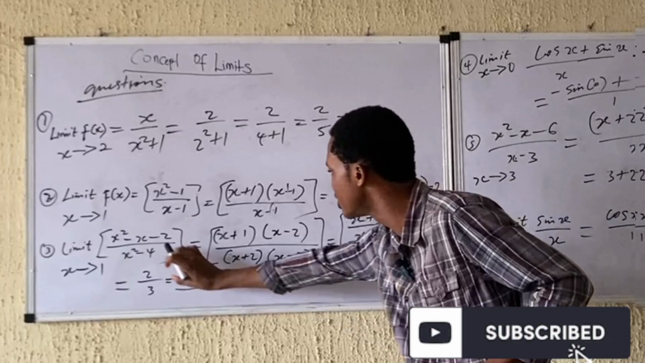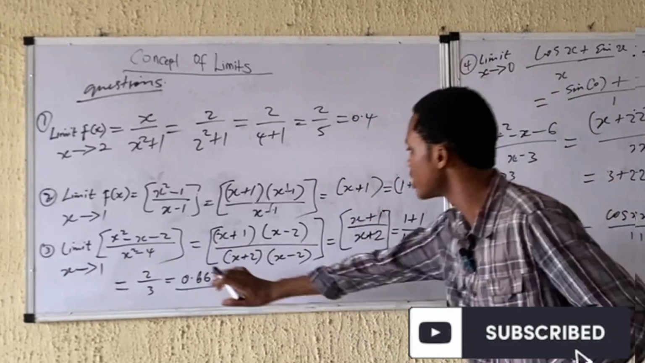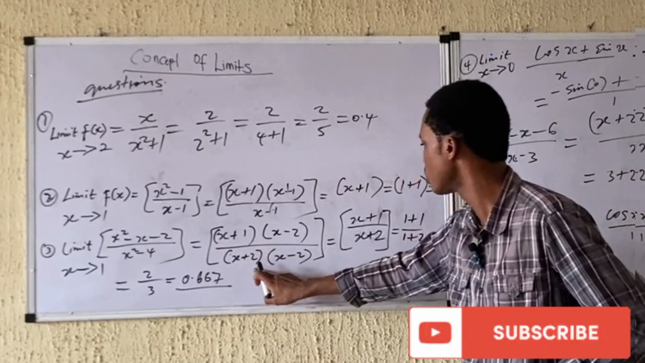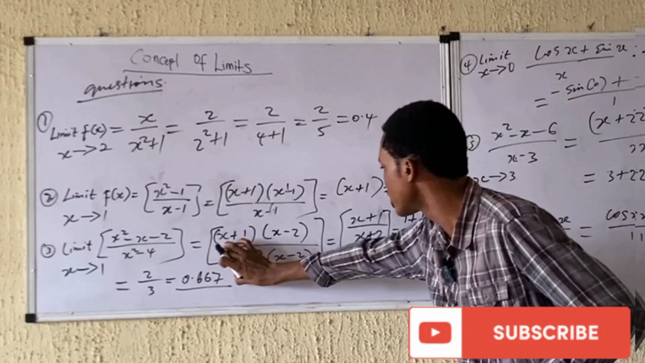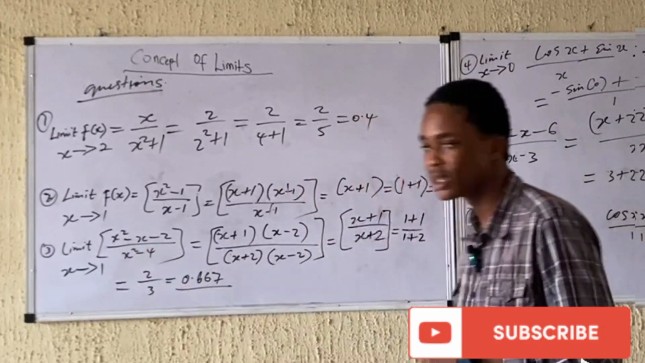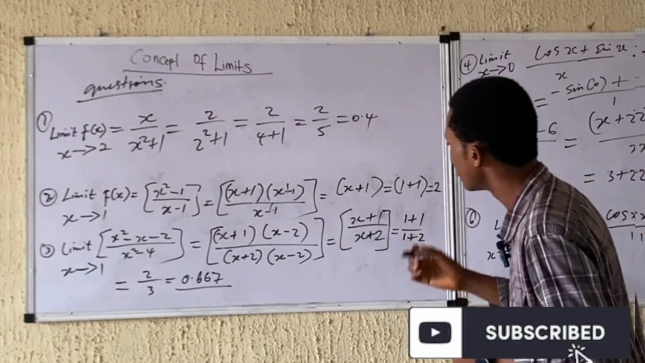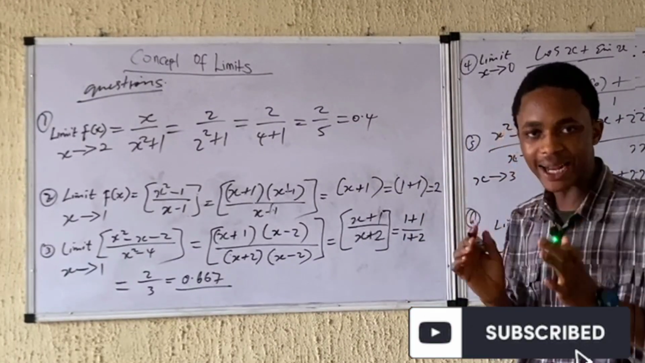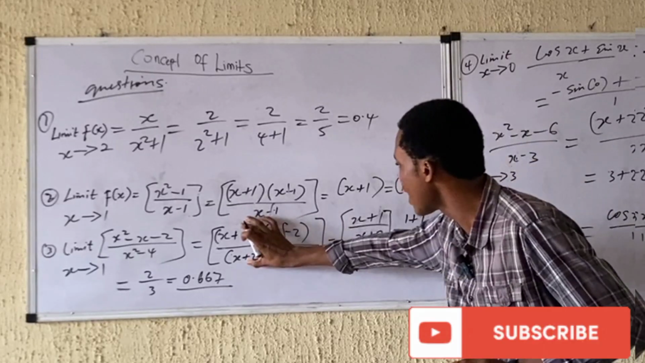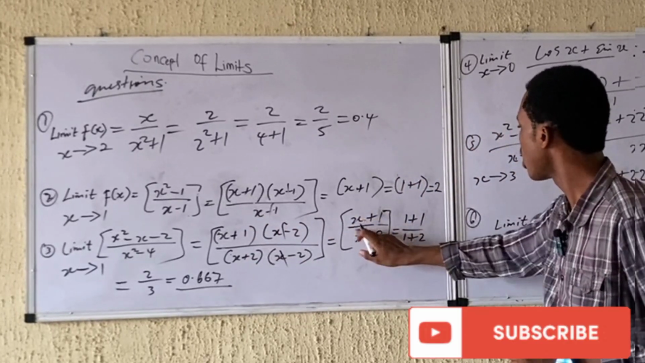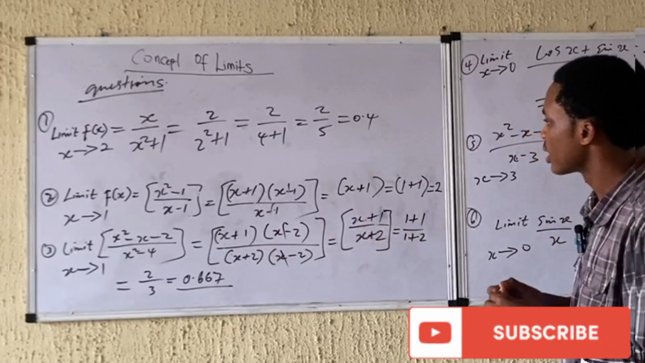Now, we also factorize the denominator. Factorizing the denominator will give us (x plus 2)(x minus 2). Multiplying this one with this one will give rise to this one. That is it. Now, by cancellation, we cancel like terms. This one, we cancel this one because they are like. Bringing out the remaining, 2(x plus 1) all over x plus 2.